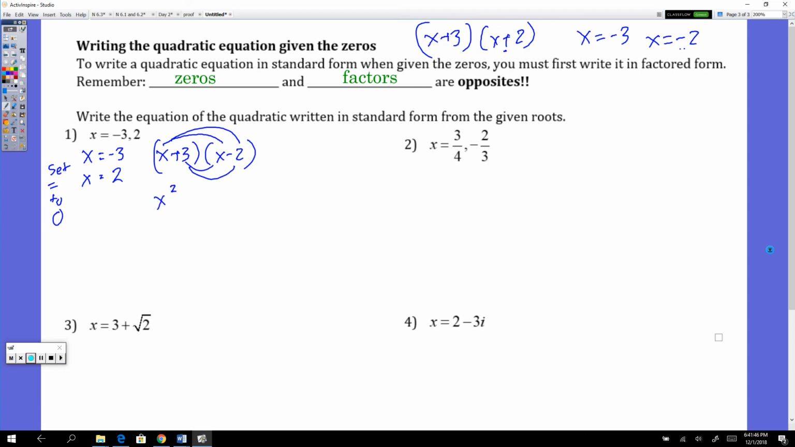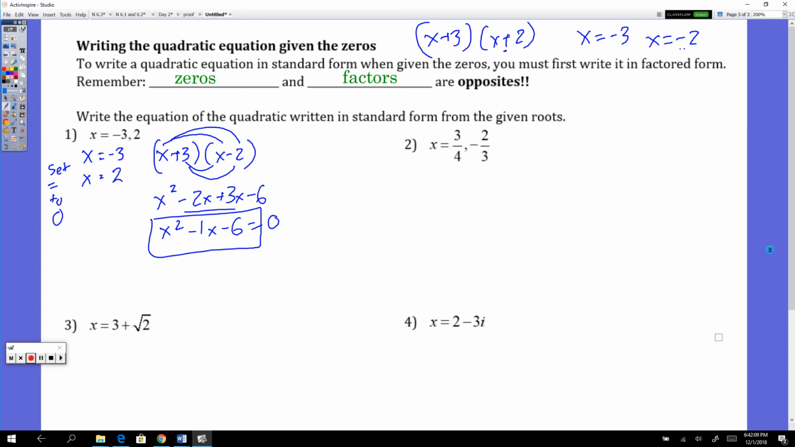X times x is x squared, x times -2 is -2x, plus 3x minus 6. Combine like terms there, and we get this as our answer. So this would give us solutions of -3 and 2. Technically, we should say that equals 0, I guess.